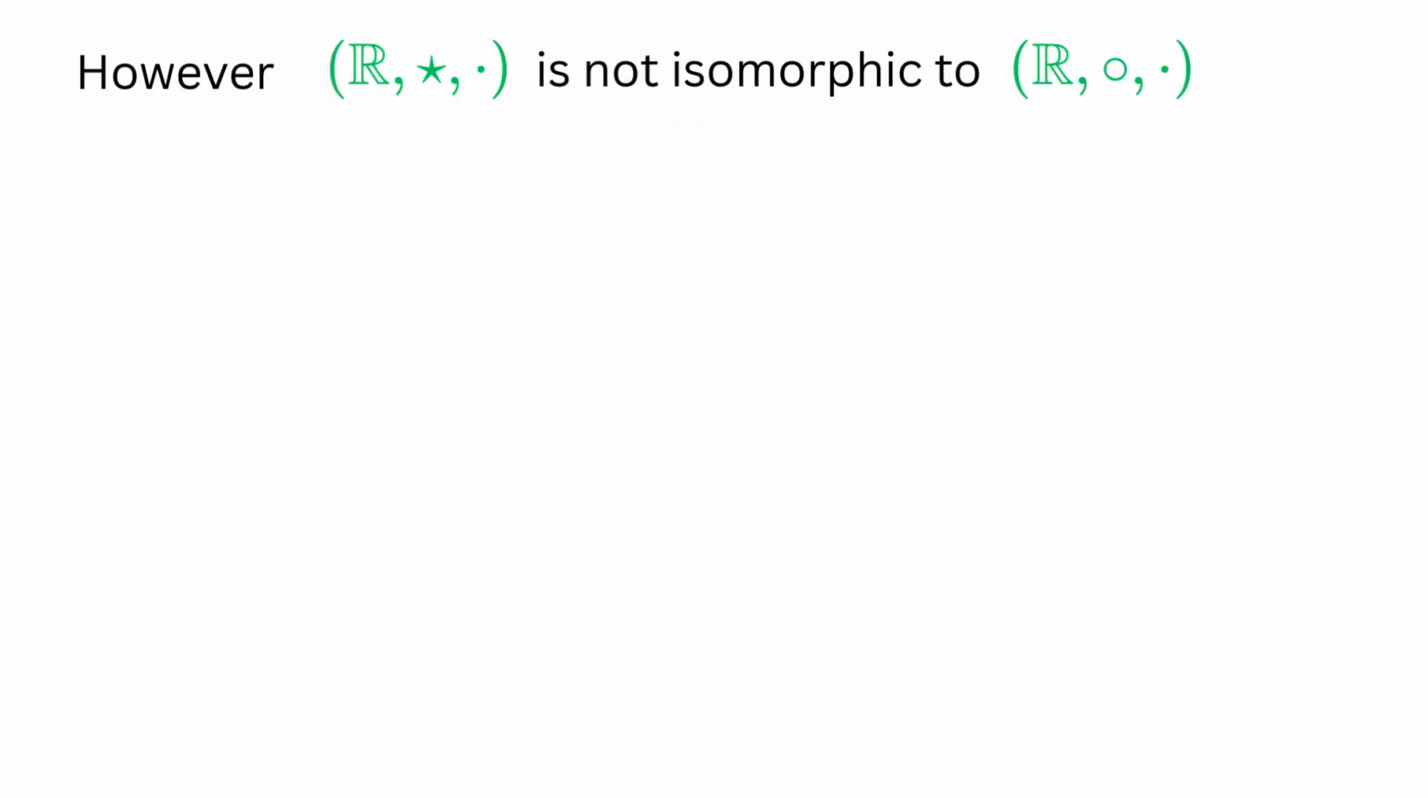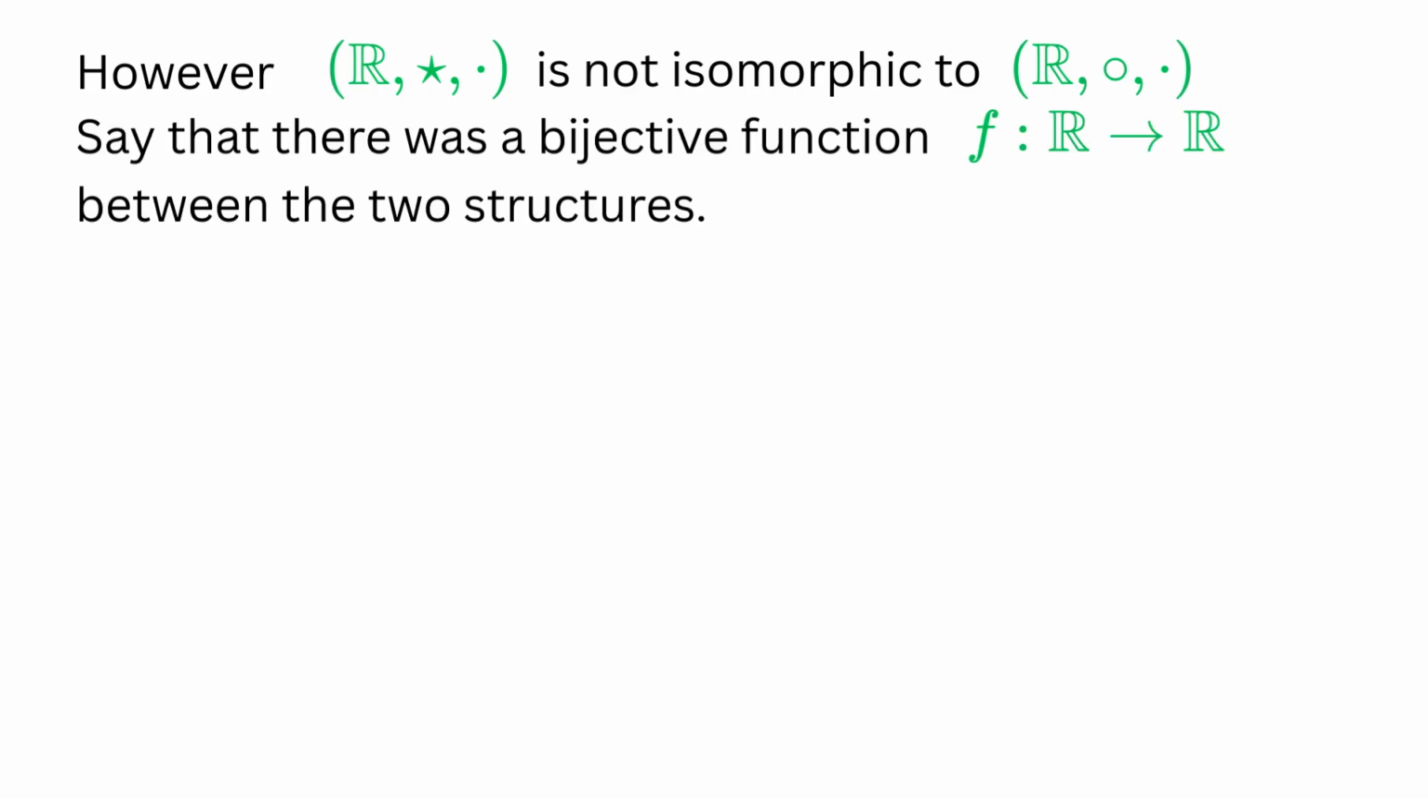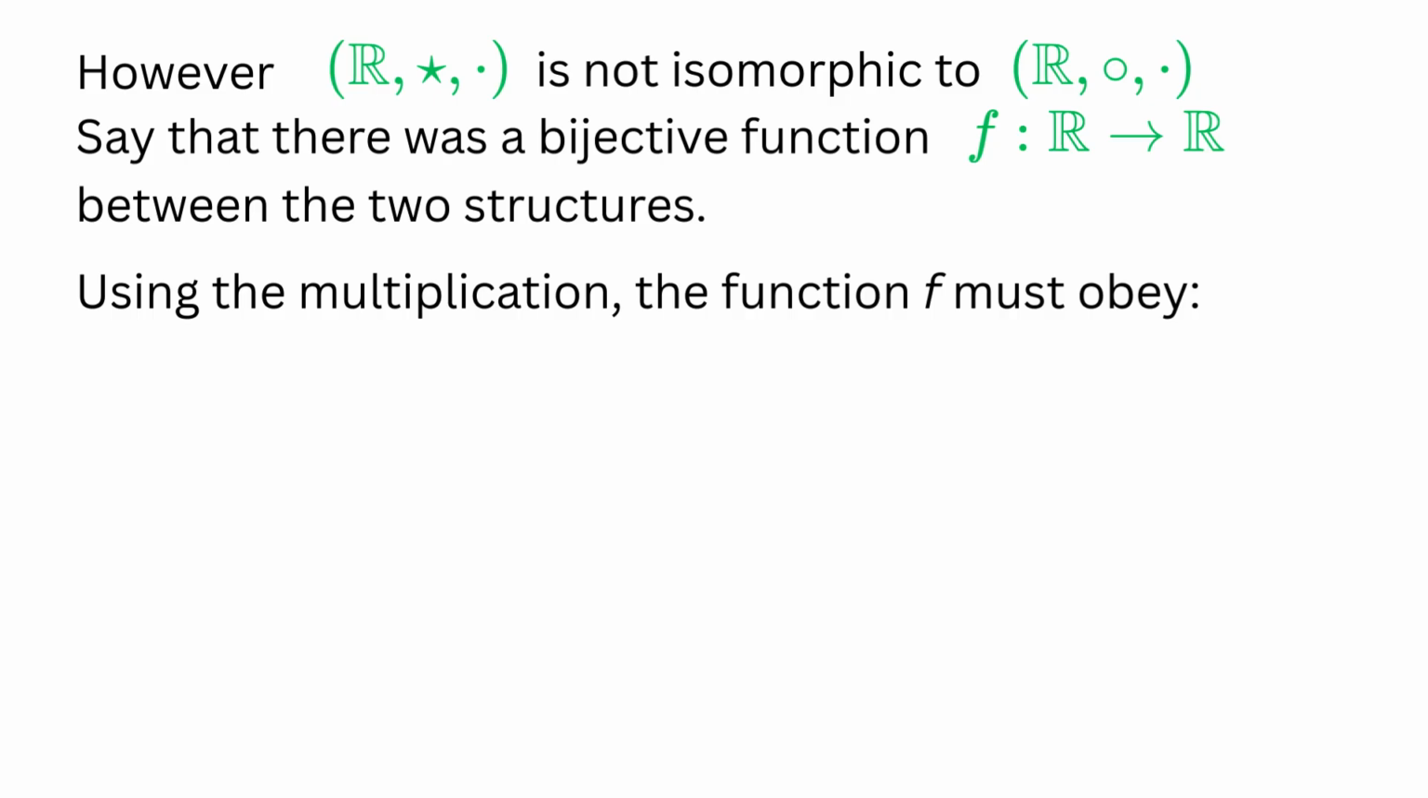However, the two structures with the two operations defined above are not isomorphic. Let's prove this using the method of contradiction. Say that there was a bijective function f between the two structures. Using the multiplication, f must obey the following equation.